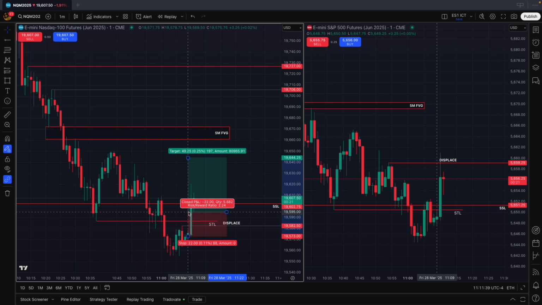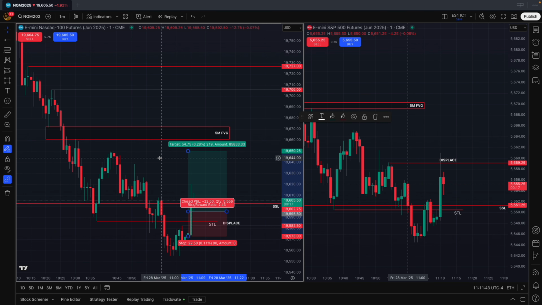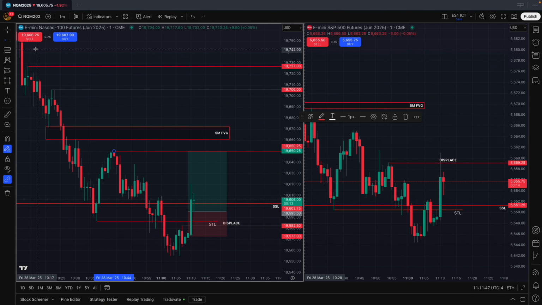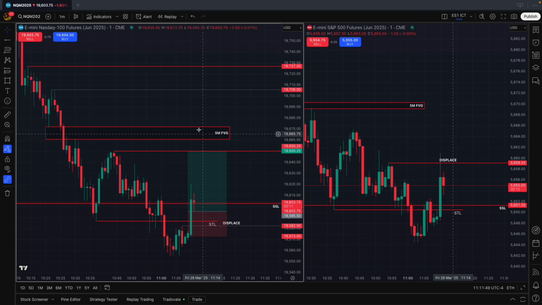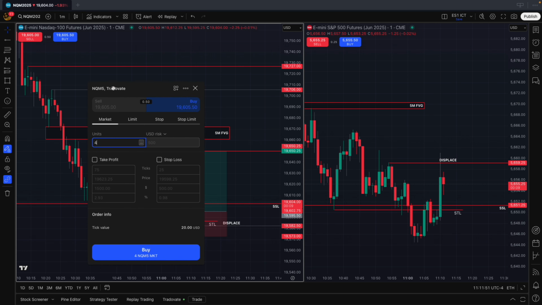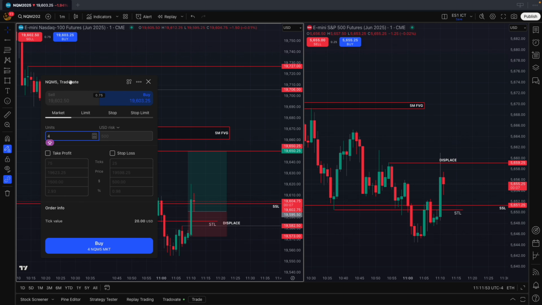I'll look for an entry off this 1 minute bullish gap. I'm going to target this previous high for 54 handles. So that'll be a clean 1 to 2.5 risk to reward. So I'm going to look to take this bullish gap, guys. I'm going to look for longs off this 1 minute bullish gap. Clean displacement higher. Let's see whether we get an entry on this.